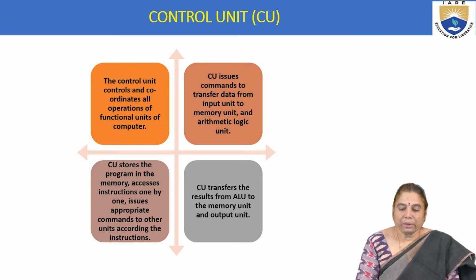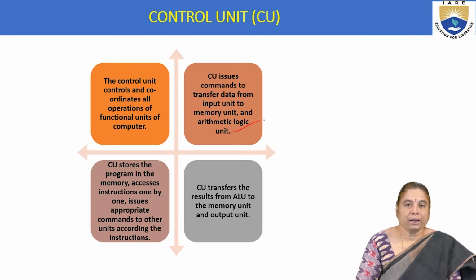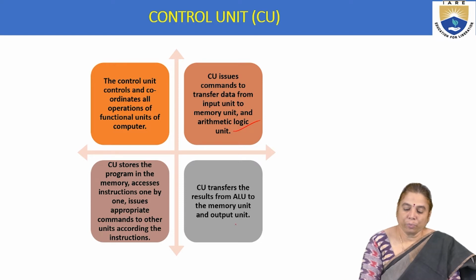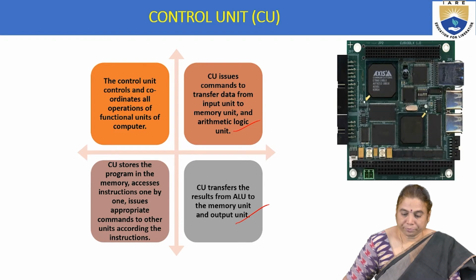So, the control unit issues commands to transfer data from the input unit to the memory unit and arithmetic logical unit. It can also control the signals to read and write data from the memory. And it can also transfer ALU generated results to the output unit. Thereby, the control unit coordinates and monitors other functional units of the computer. This is the layout of the control unit.